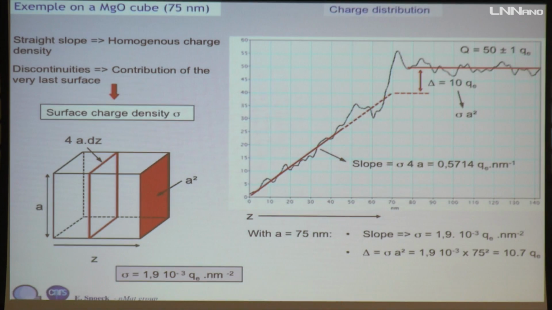And if you go at the very far end here, you get the value expected at the very last surface, about 10 charges. So what we demonstrate here is not only that we have 50 charges on this cube, which are created by the electron beam and trapped in this cube, and these charges are located on the surface of the cube. And this is thanks to the study of the electrostatic field, which is shining in the vacuum, due to these charges.